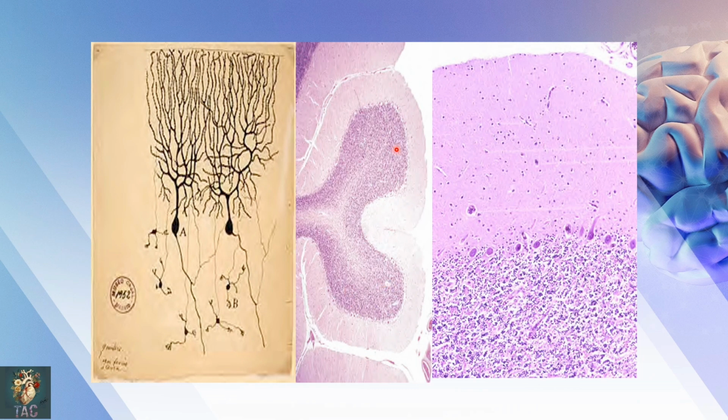This one is the lower magnification and this is the higher magnification. In this magnification you can see this outer is the cortex, that is the gray matter, and this inner is the white matter. So in this outer cortex you can see this outer zone is the molecular layer, then the Purkinje cell layer, and then the granular layer. This is the same slide at higher magnification, in which you can see this is the molecular layer, then the Purkinje cell layer, and then the granular cell layer.